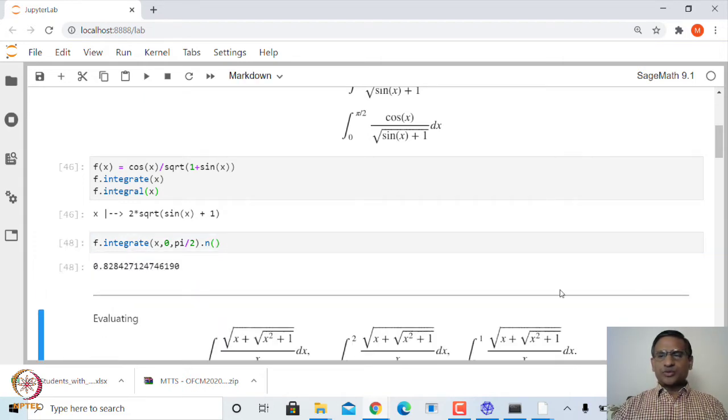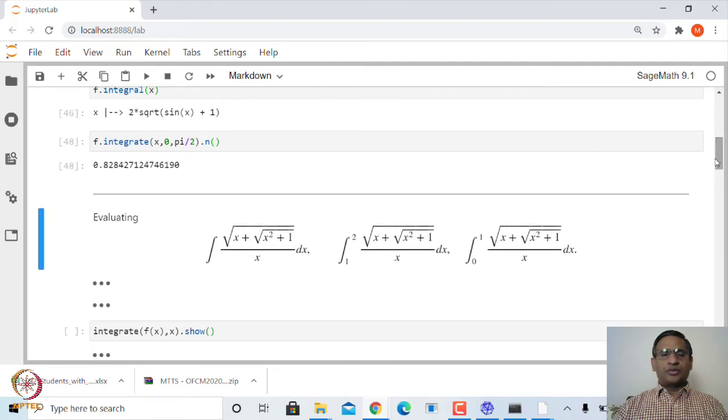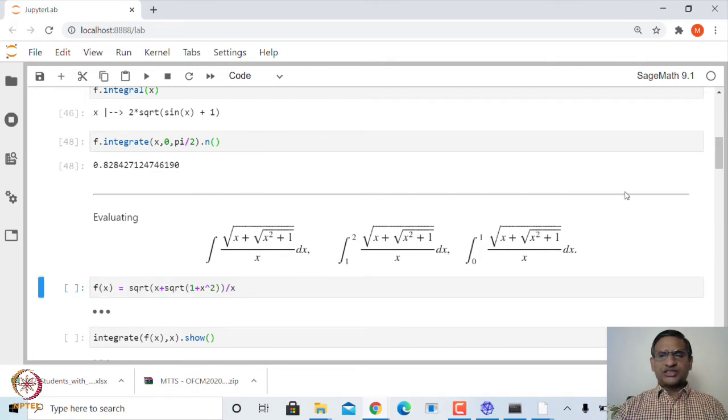Now, let us look at another case. Suppose we need to find the integral of this function. So, this is the integrand, the square root of x plus square root of x square plus 1 divided by x dx, and its definite integral between 0 to 1 and 1 to 2. So, this is a fairly complicated function. If you try to do it by hand, it may take some effort. Now, let us see how Sage finds these integrals.